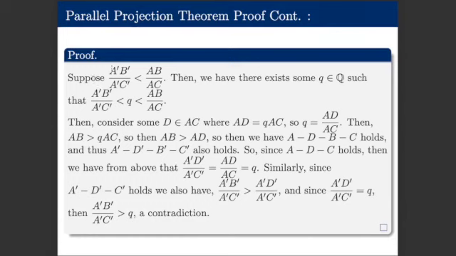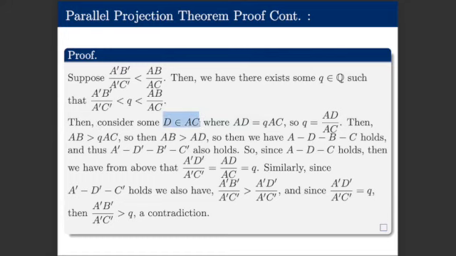So we just take a step back to generalize our entire proof. We suppose by contradiction that A'B' over A'C' is less than AB over AC. Then we know from number 3 that there's some rational number Q such that Q lies between A'B' over A'C' and AB over AC.